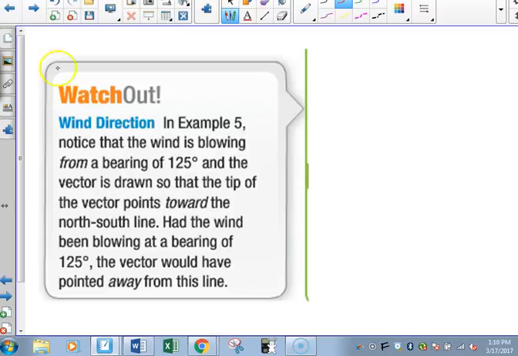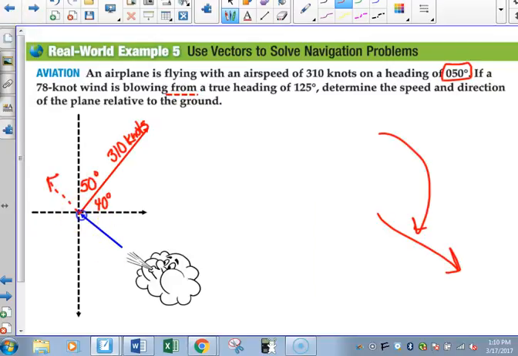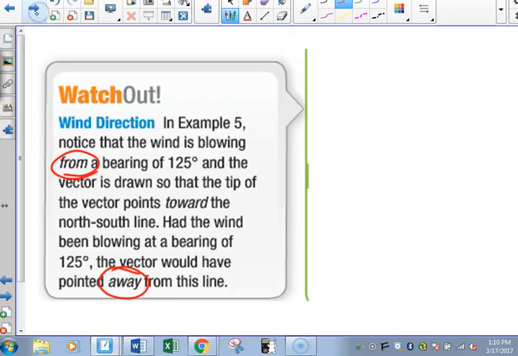It says here it's blowing from a bearing of 125, so the vector is drawn so the tip points toward the north-south line. Had it been blowing at a bearing of 125, that would have pointed away from the north-south line. Is that what we did? We pointed, the tip is right here. You can see the blue one. It's pointing towards it, which is actually going to be extended this way.